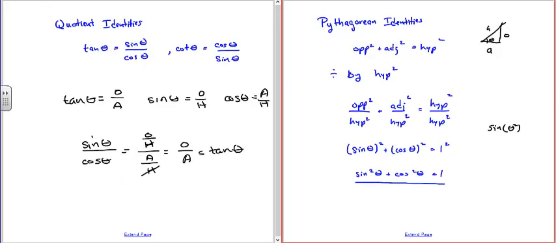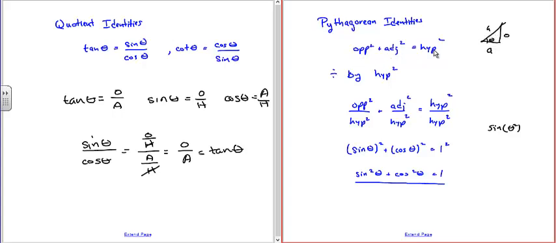And then we have what are called Pythagorean identities, and that's relating the trig functions using the Pythagorean theorem. So if you've got a right triangle that has an adjacent side, an opposite side, and a hypotenuse, we know the Pythagorean theorem says that the length of the opposite side squared plus the length of the adjacent side squared equals the length of the hypotenuse squared.